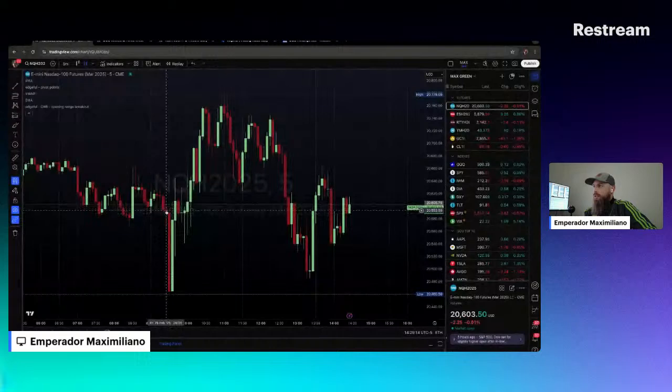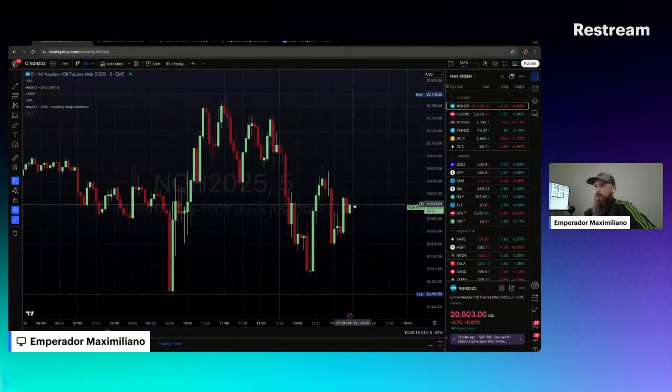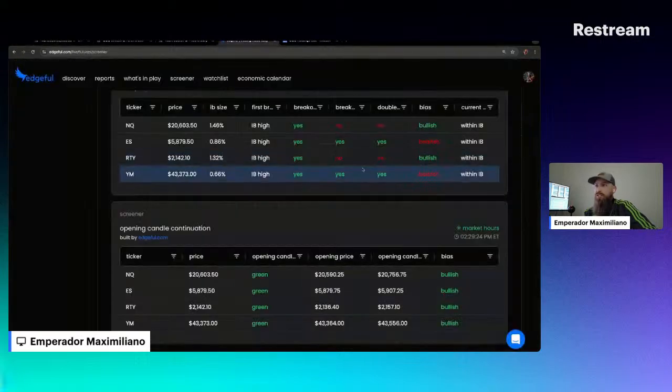What does this day look like? Here's our open. We are exactly where we opened. We are up 2 points on the day, 5 points on the day. Go figure that we have a chop day when the data is telling me it's going to be a chop day. But anyways, let's focus on the screener a little bit more here.